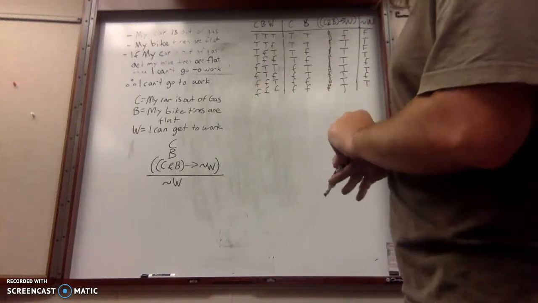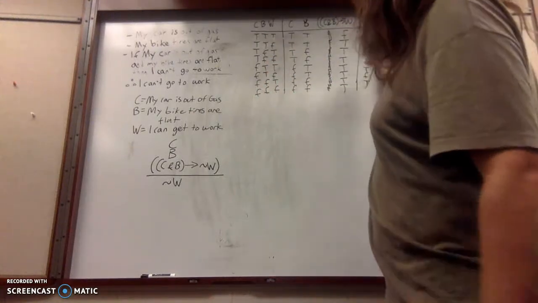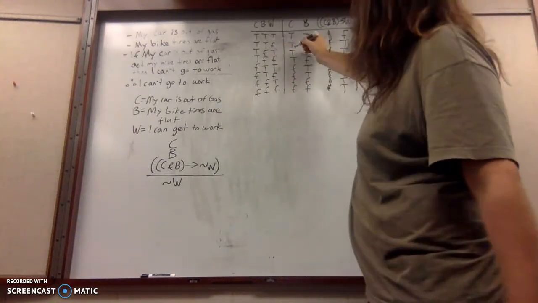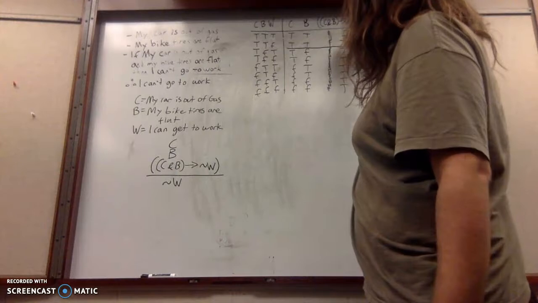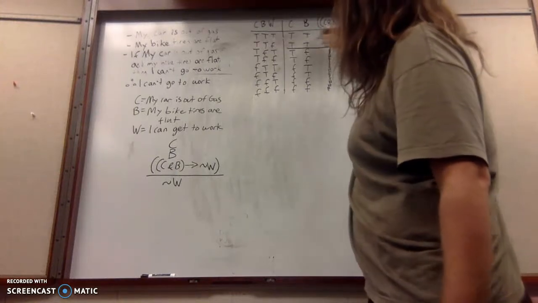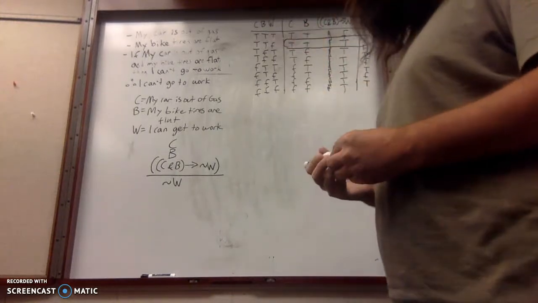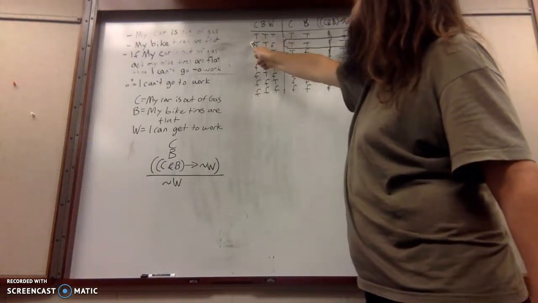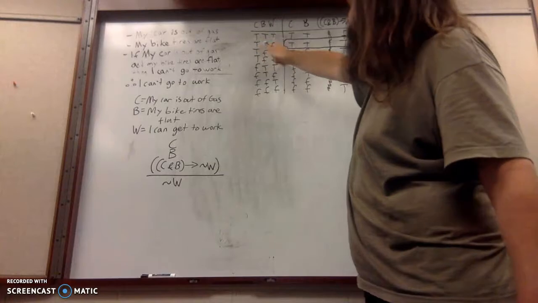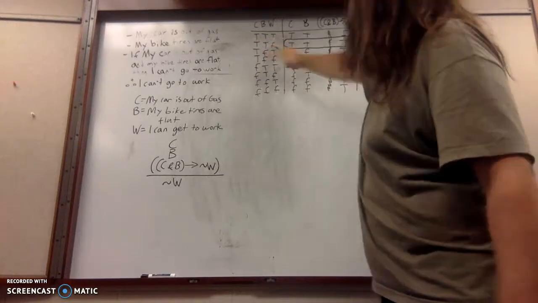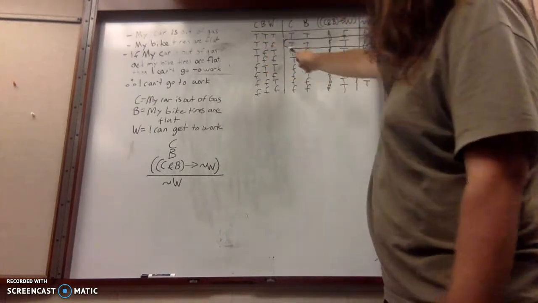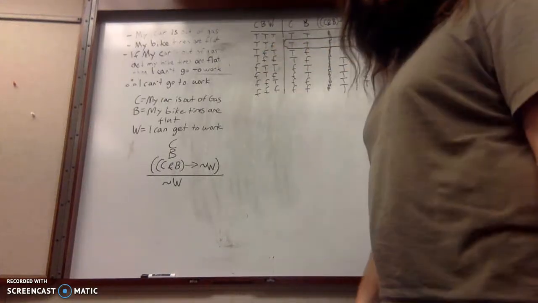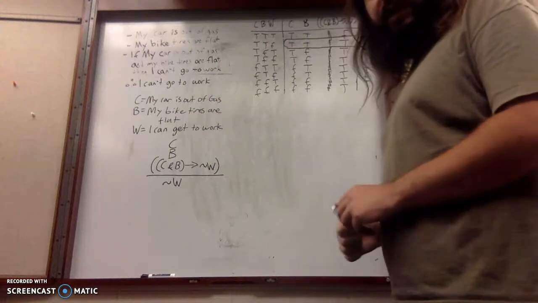If we want to determine validity, we look at the argument. Are there any cases where all the premises are true? Here's a case where all the premises are true. This is a case where my car's out of gas, my bike tires are flat, and I cannot get to work. It's the only row where all the premises are true, and it turns out the conclusion is true. So ergo, the argument is valid.